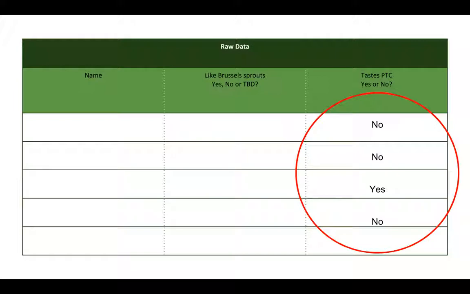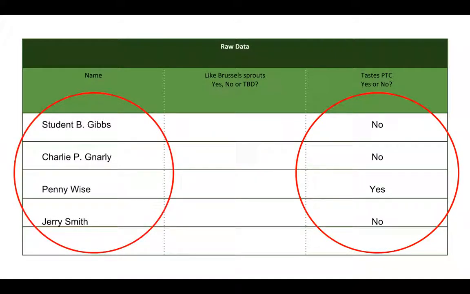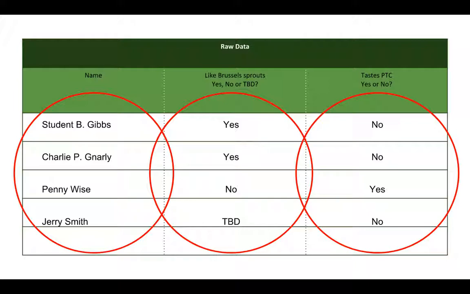Okay, so now we're looking at raw data. There's a data table here. My animations are a little bit out of order, but you're going to insert the names of everyone in your group on this data table. Then you're going to answer the question for each one of those students: do they like Brussels sprouts? That's a yes or a no, or TBD, which stands for to be determined. That means that they haven't tasted Brussels sprouts and don't know if they like them or not. And then finally, can they taste PTC? Yes or no.